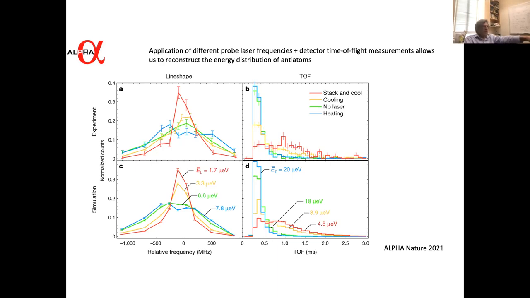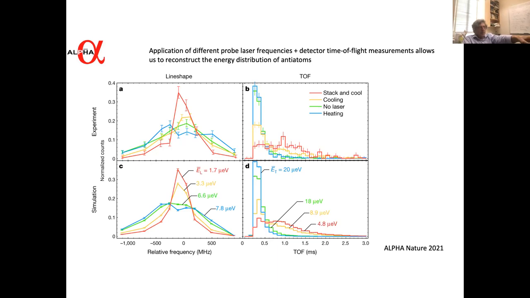The reddish curve is better in both cases, because the time of flight is from when you do something to make it ionize, how long does it take to hit the wall? If it's going slowly, it takes longer. And so you see that it's taking longer in the red, which means it had a lower temperature.